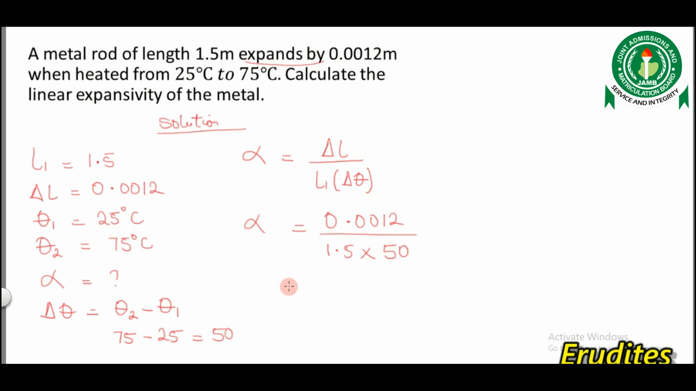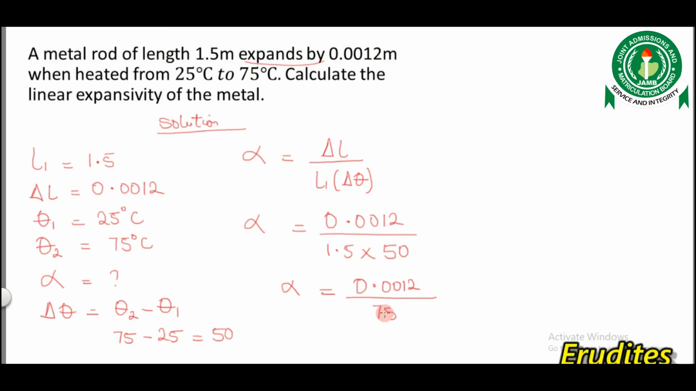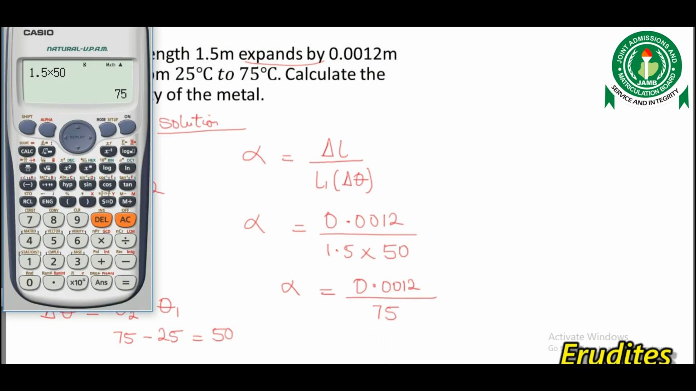Having done this, my alpha will now be equal to 0.0012 divided by 1.5 times 50. Let me bring out my calculator. 1.5 times 50 is equal to 75. So this will be 0.0012 over 75. So 0.0012 divided by 75 is what?